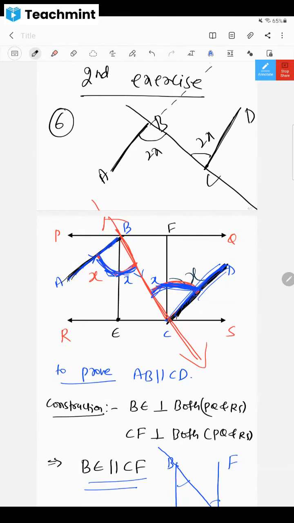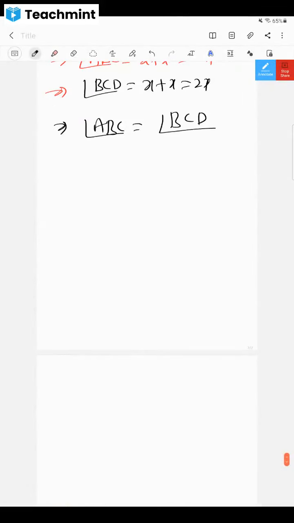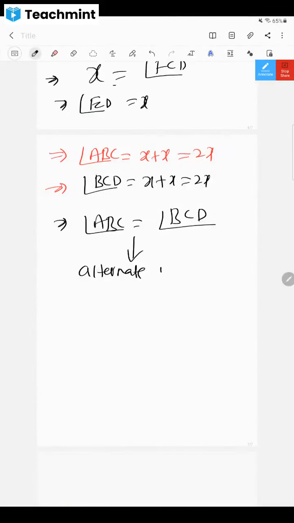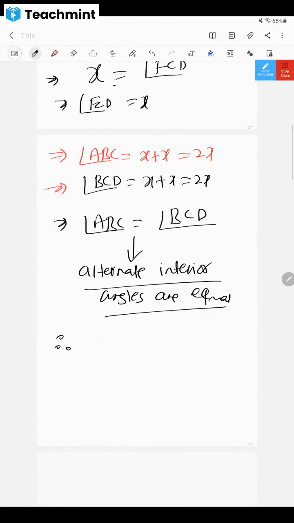If you extend, you will get to know these two are parallel. AB and CD, look at them. They are parallel or not? This 2x and 2x. Yes, sir. That is the reason I'm going to give. So the alternate interior angles are equal. Alternate interior angles are equal. Therefore, AB is parallel to CD. That's it. Over. Clear, dear children?